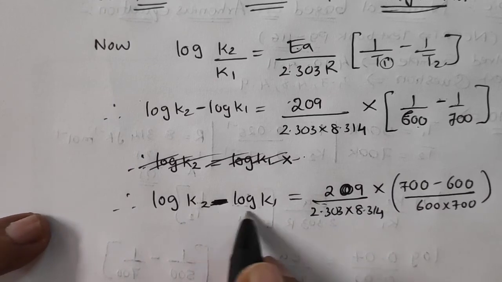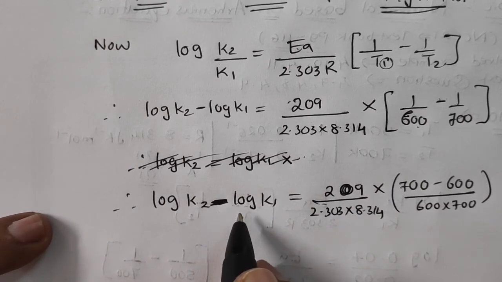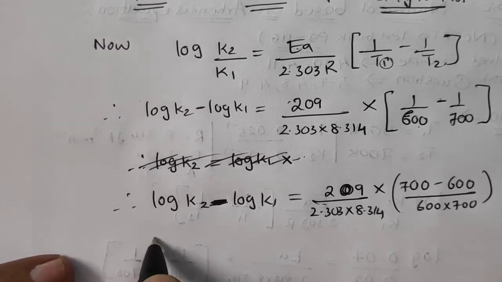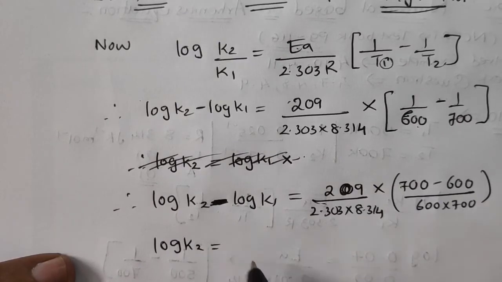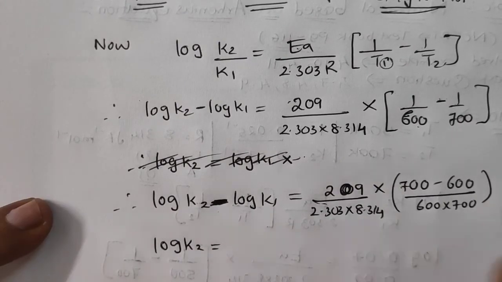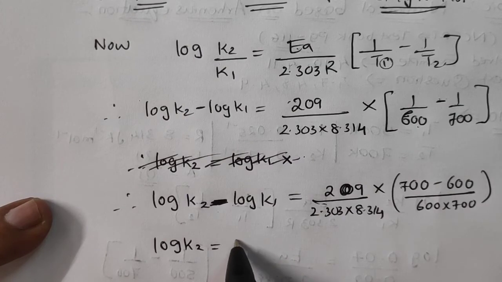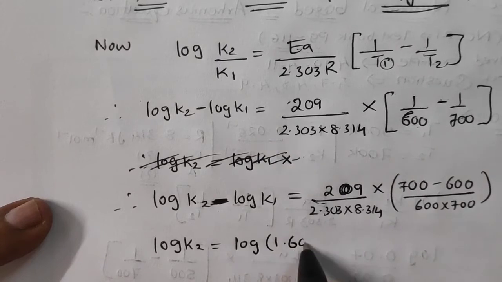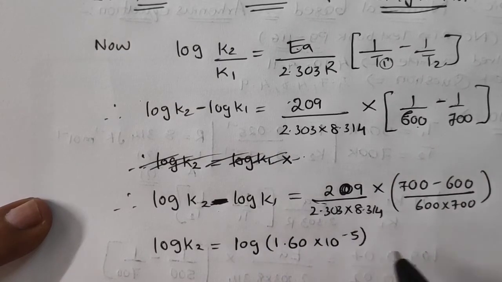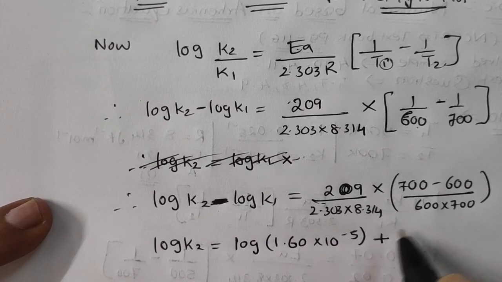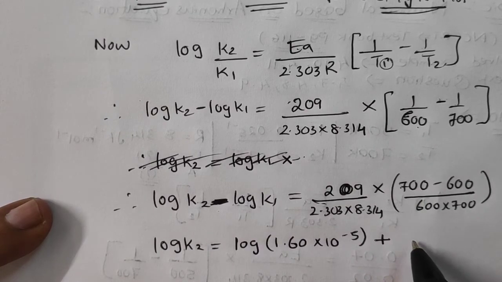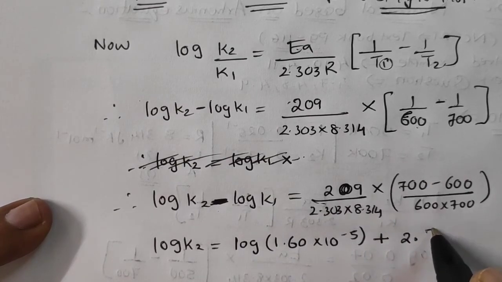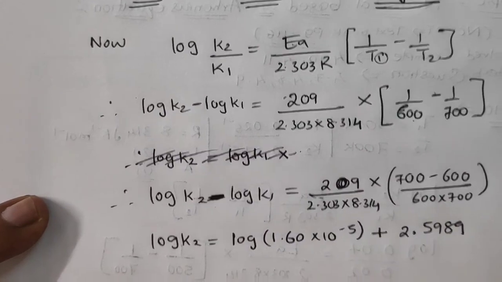Here you can simplify this and we will find the value of log 1.60 into 10 raised to minus 5. So log K2 is equal to log 1.60 into 10 raised to minus 5 plus, if you simplify this whole part, you will get 2.5989.